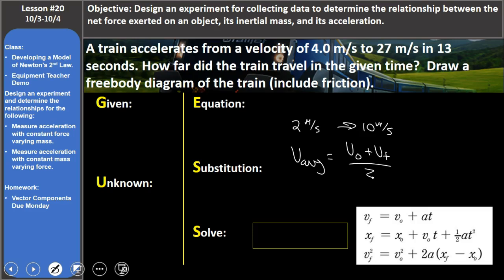Okay, guys, would you mind reading the question to me? A train accelerates from a velocity of 4.0 meters per second to 27 meters per second in 13 seconds. How far does the train travel at a given time?